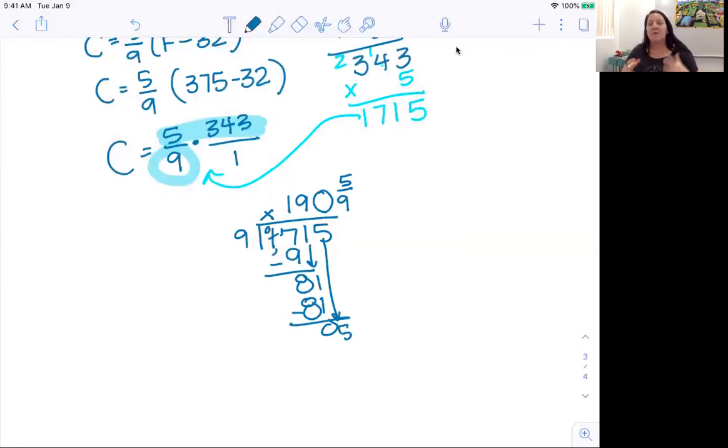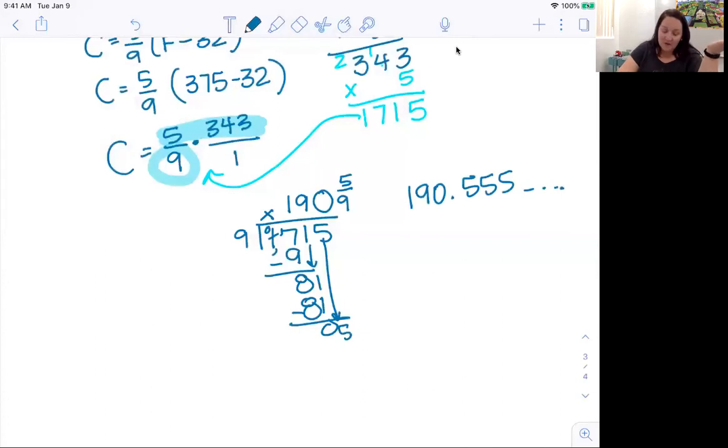That's great that we have that, but the question said to round to the nearest whole degree. I want you to think about 5/9 for a second. What did I tell you at the beginning of the year, and you may or may not have remembered it, but any time you have a fraction with ninths, the decimal is going to be what? Who remembers? The numerator repeating. So this is actually 190.555 and so on, okay?